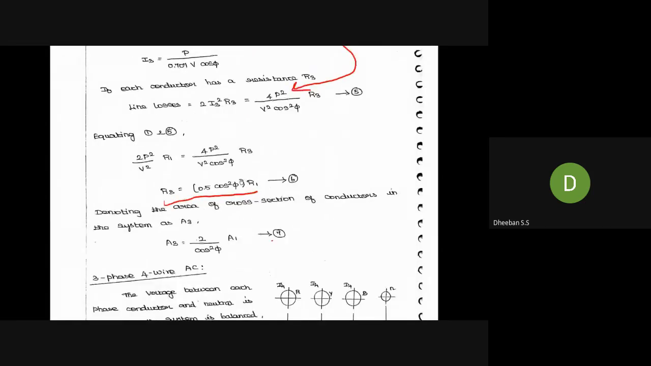Here you have to consider the difference for a single phase and a three phase. For a single phase it will be 0.5 cos square phi R1, whereas in case of three phase it will be 3 into cos square phi R1. So that's the main difference over here. Next we will be considering the area of cross section of each phase conductor. You already know it will be inversely proportional to your resistance value. So your A4 will be equal to A1 by 3 cos square phi.